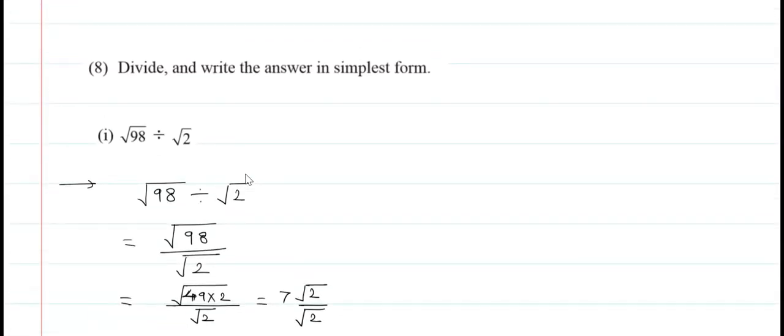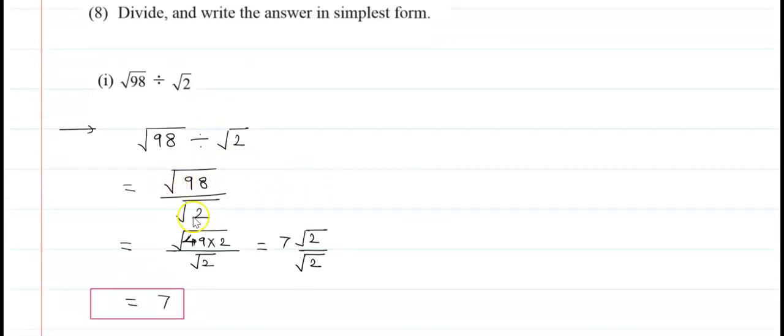Now the next question is: divide and write the answer in the simplest form. Root of 98 upon root 2. Here both of them have the same order, therefore root of 98 can be written as root of 49 into 2. What is the square root of 49? It is 7. So 7 root 2 upon root 2. This root 2 gets cancelled, and you will get the answer as 7.